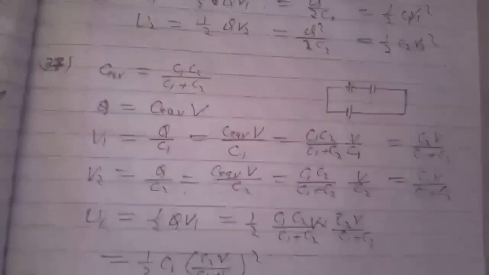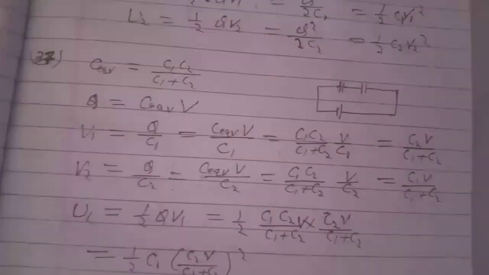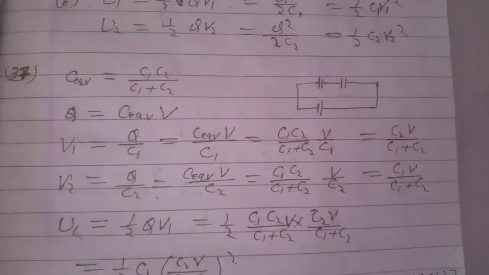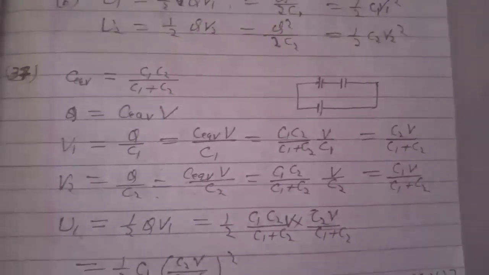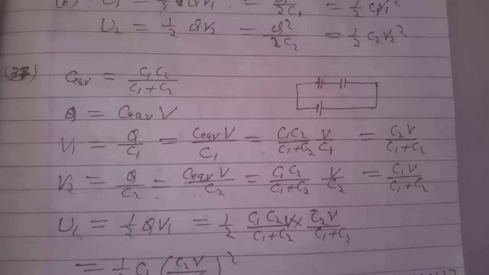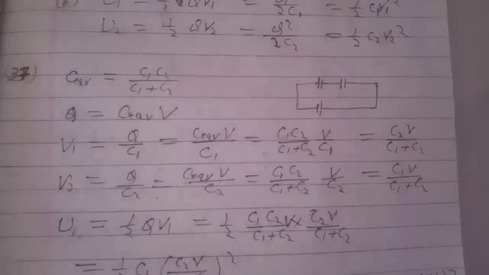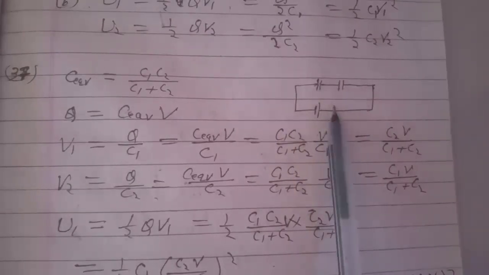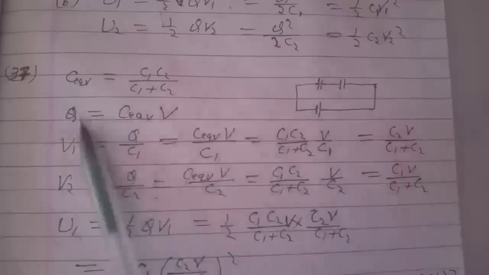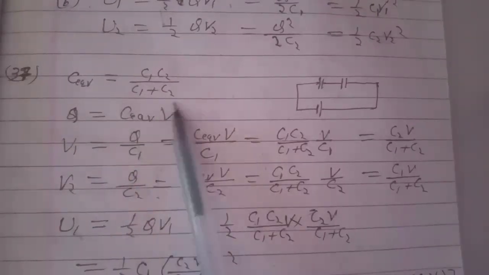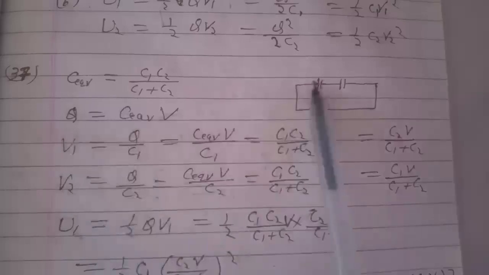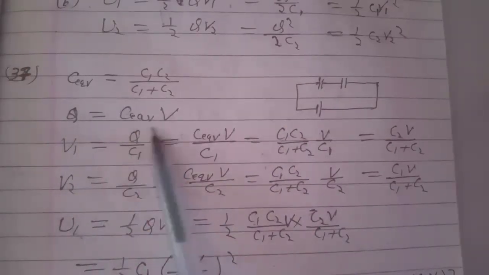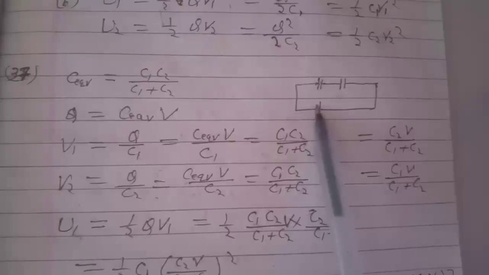Next, 37. Two capacitors of capacitance 4 microfarad and 6 microfarad are connected in series with a battery of 20 volt. Find the energy supplied by the battery. This is connected in series, so we have to first find the equivalent capacitance, which will be C equivalent equal to C1 C2 by C1 plus C2. So Q, the charge on the capacitor, will be Q equal to C equivalent into V, where V is the EMF of the battery.